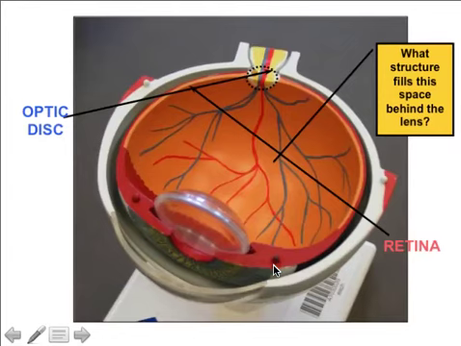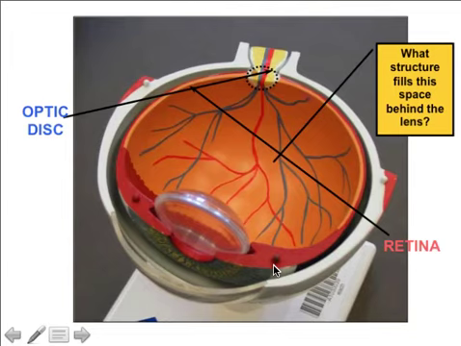Next drawing here, you can see the optic disc. You can also see the retina. What structure fills the space behind the lens? That's, of course, the vitreous body or vitreous humor. Now, that is essentially a clear jelly-like substance, which again has two purposes. It seals the retina against the back of the eye, and it maintains the shape of the eyeball, and it's also transparent so that light can pass through it.